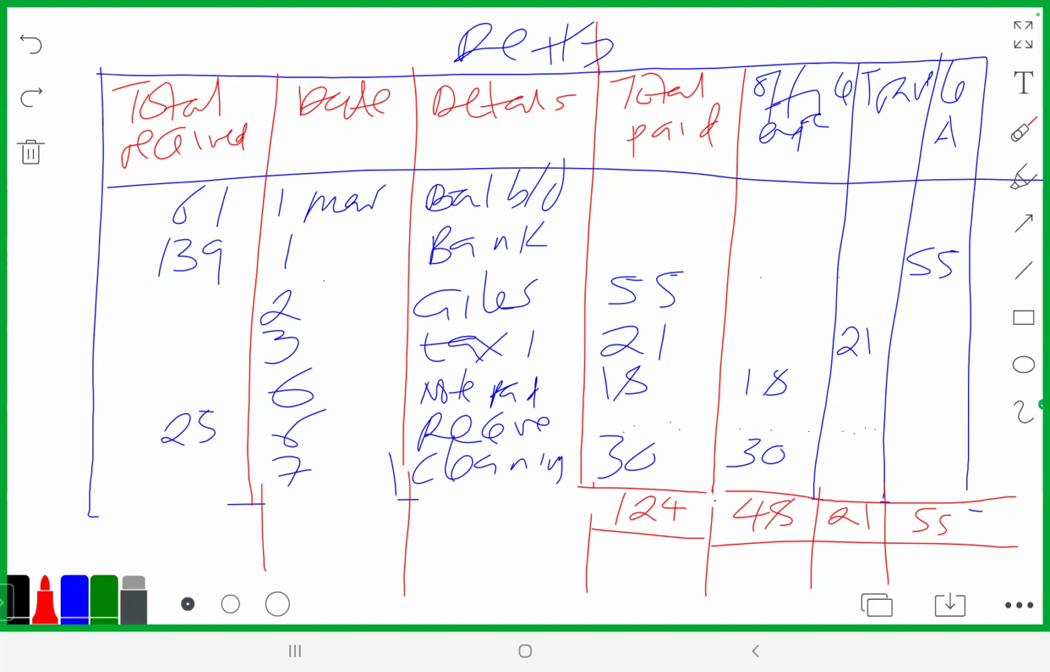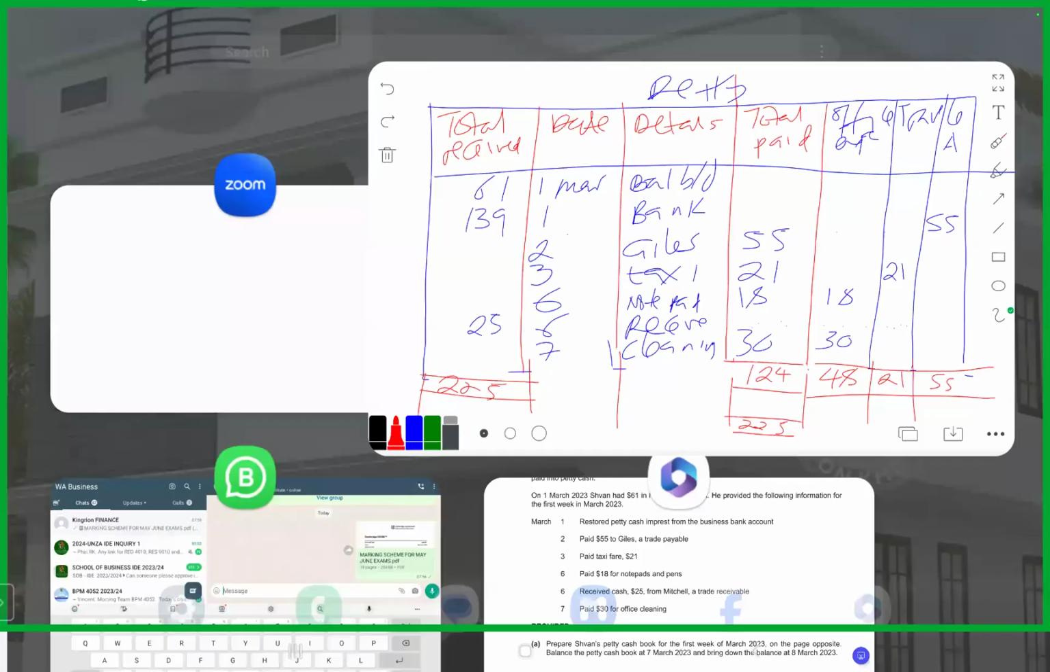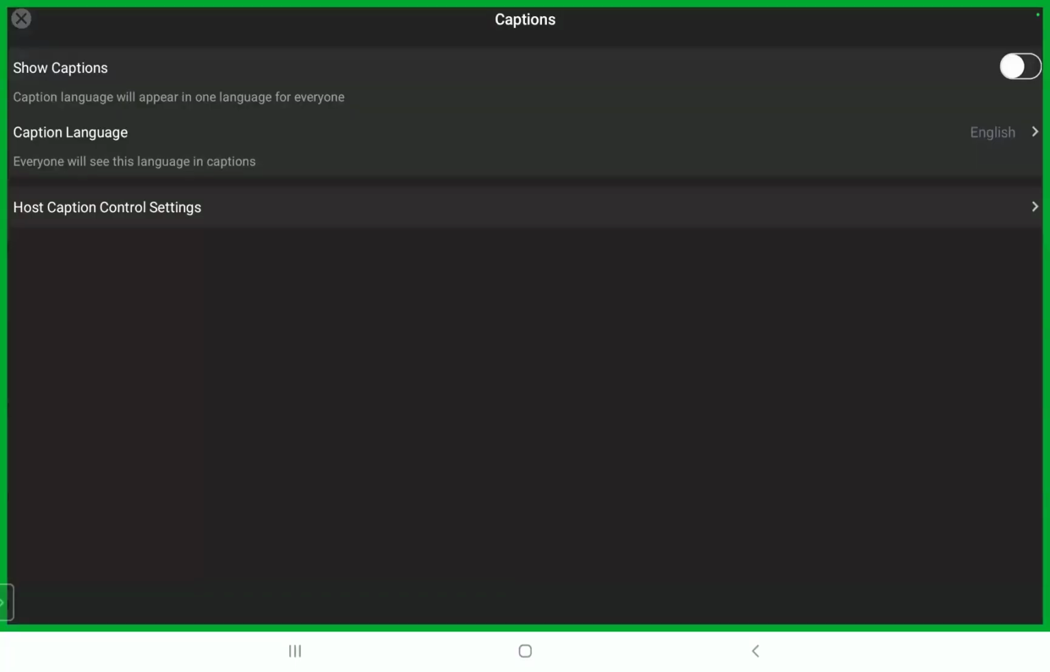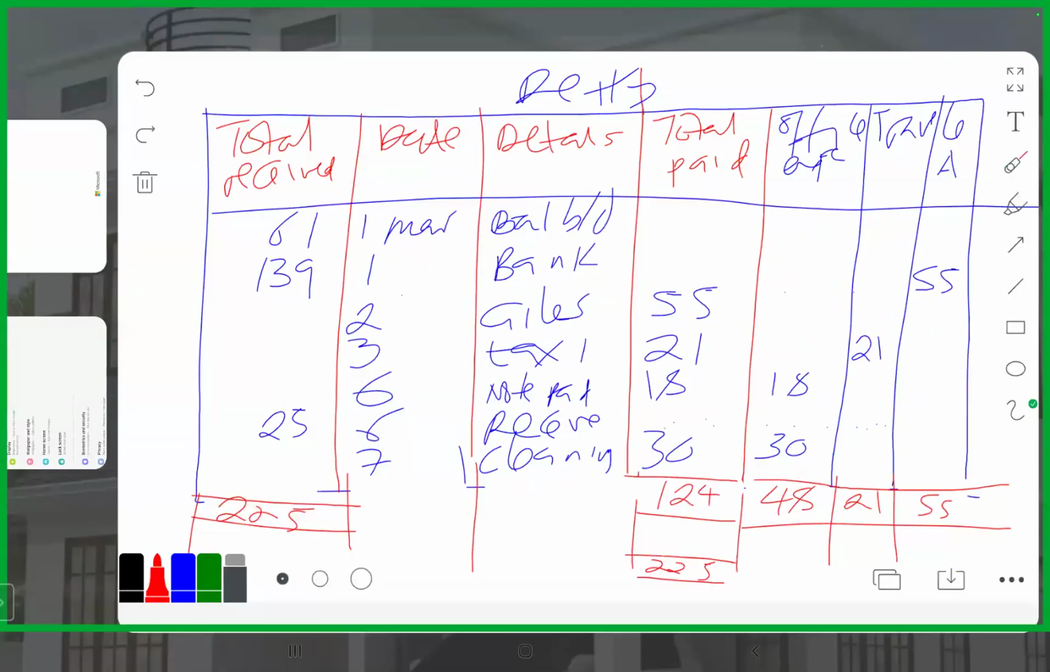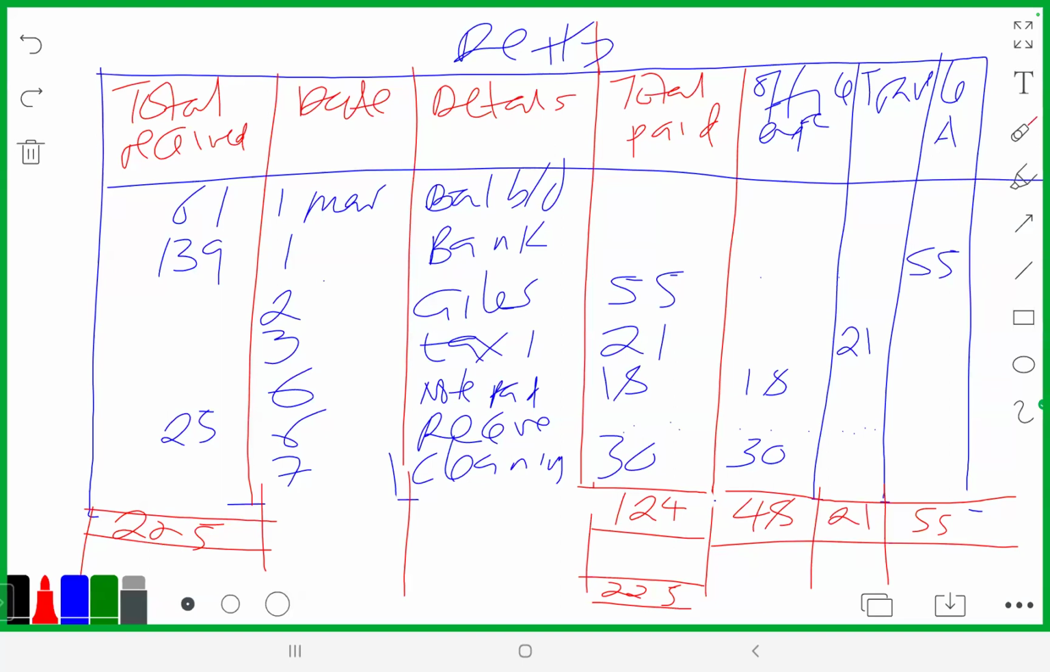We have to add also on the total receipts side. The total receipts are equal to 225. So we'll record the 225 on both sides. The 225 is being recorded on both sides, right? Then after recording on both sides, you have to balance off the account.